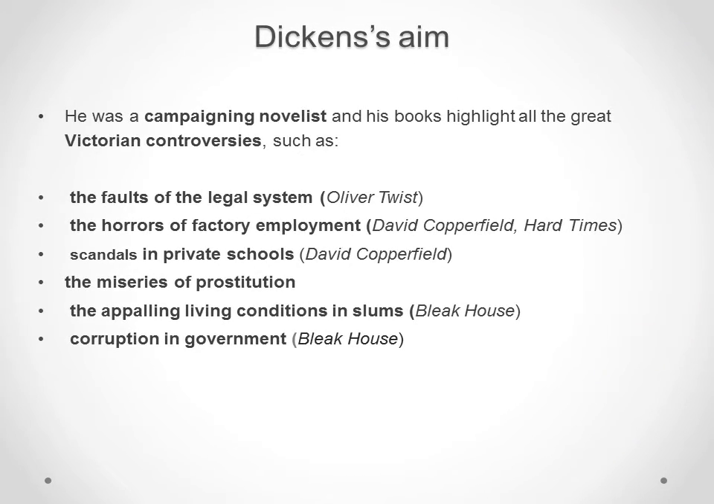Dickens's aim. He was a campaigning novelist, and his books highlight all the great Victorian controversies, such as the faults of the legal system, the horrors of factory employment, scandals in private schools, the miseries of prostitution, the appalling living conditions in slums, corruption in government.